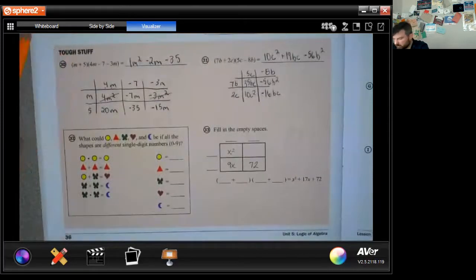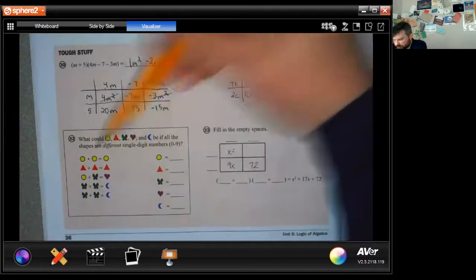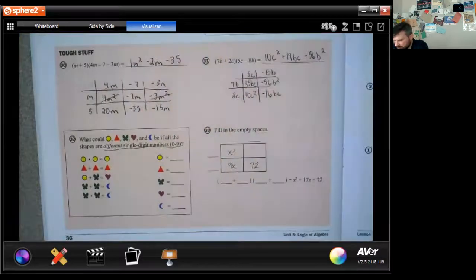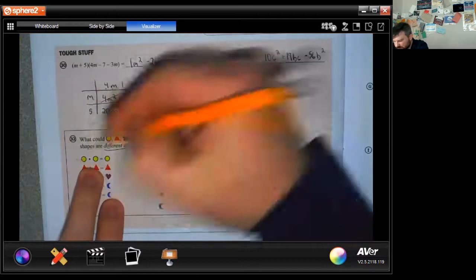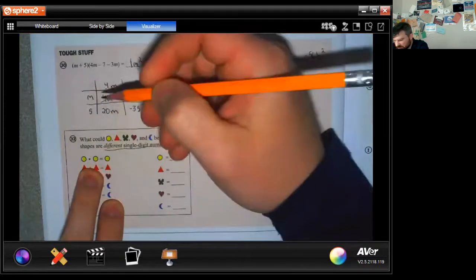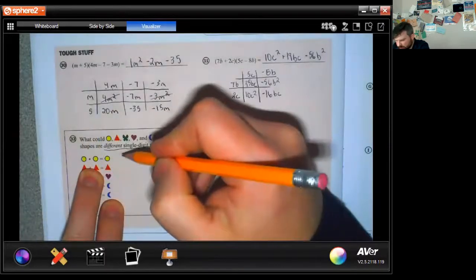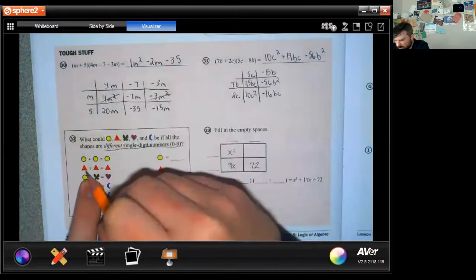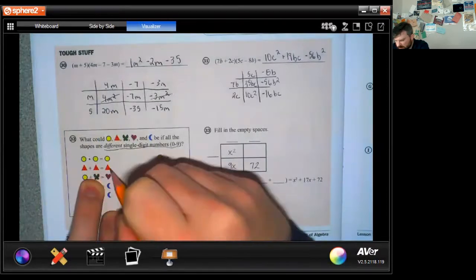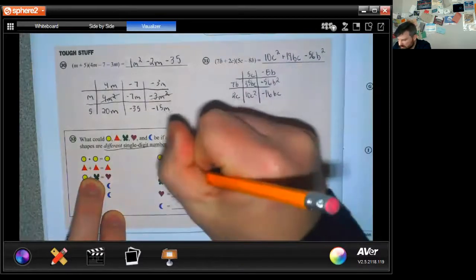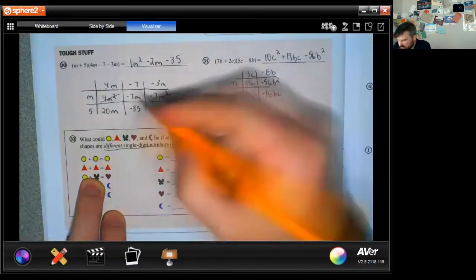Okay, what could circle, triangle, butterfly, heart, and moon be if all shapes are different single numbers 0 through 9? Okay, well, right here, I've got a few options here. So a circle times a circle equals a circle. So that could be a 1 or a 0. Here, a triangle plus a triangle equals a triangle. The only way to do that is for a triangle to be 0. So then a circle can't be 0, it must be a 1.